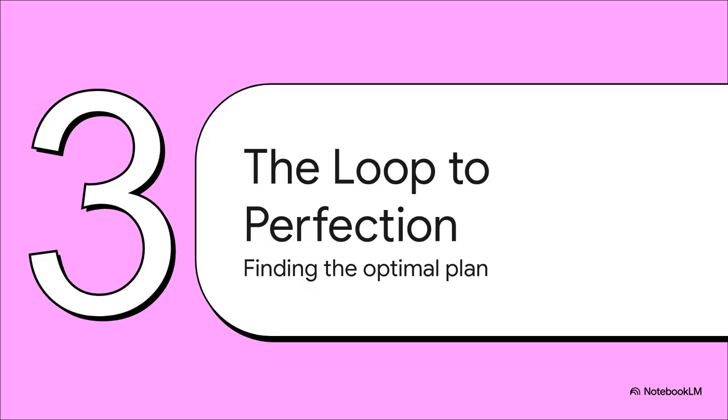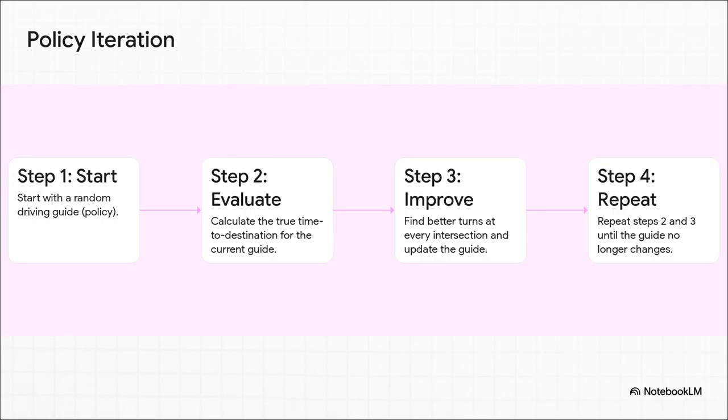All right, now for the magic. Let's put these two ideas together and watch how this simple loop builds the perfect plan from scratch. This is the whole thing right here, the policy iteration loop. First, you start with a completely random, probably terrible driving guide. Then, step 2, you evaluate it perfectly. You calculate all the real travel times. Step 3, you improve it by finding all the smarter turns. Now you have a new, slightly better guide. So what do you do? You just repeat. You evaluate that new guide, then you improve it. And you just keep going around in that loop, evaluate, improve, until you go through a whole cycle and realize there are no more improvements to make.